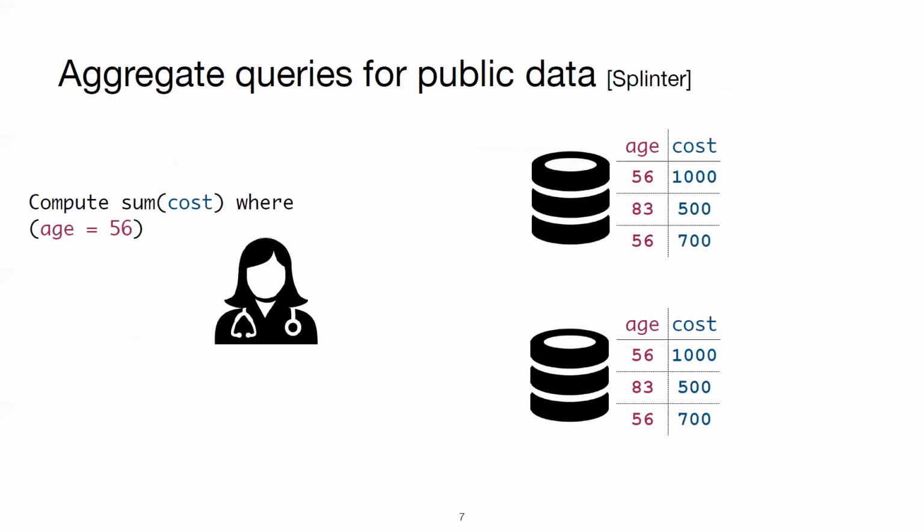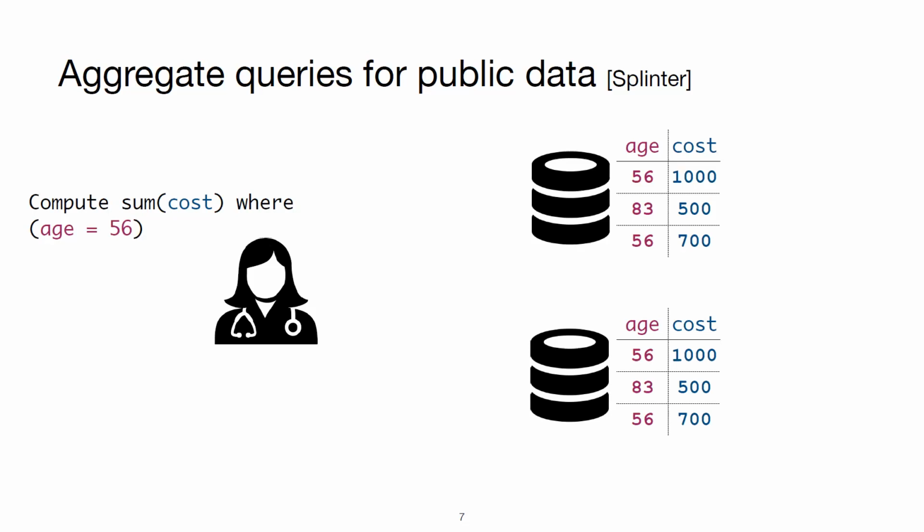So given function secret sharing, it's fairly straightforward to build aggregate queries over public data. And this is very similar to what prior work Splinter does. So we're going to have some data stored at each of the servers. We're going to have identical copies. We're going to start off in the 2-server setting, and we'll later move to the 3-server setting.